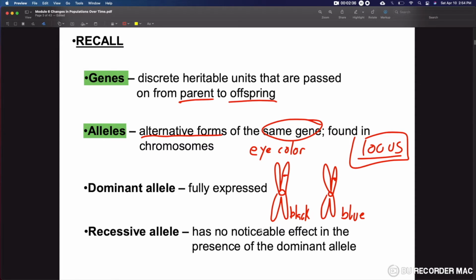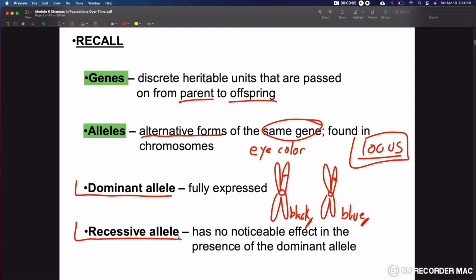So there are different alternative forms of that gene. Some may code for black eye color, some may code for blue eye color, some may code for olive, some may code for blue eyes white dragon, and things like that. Anyway, in our lecture 4, in module 4, we also indulged ourselves with what we call the dominant allele and the recessive allele.